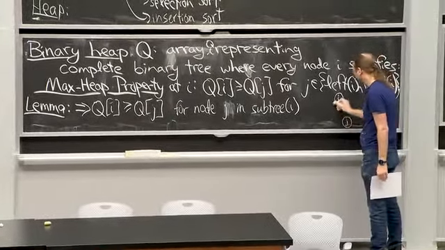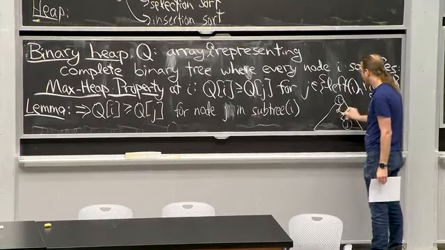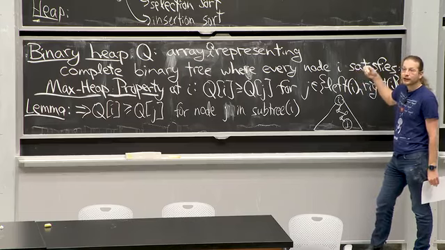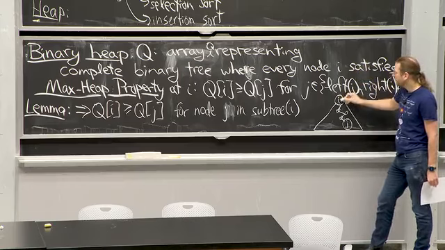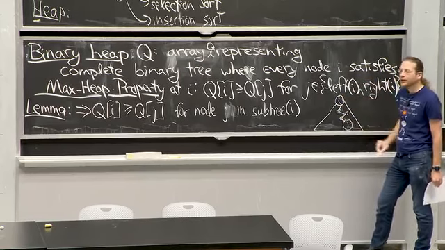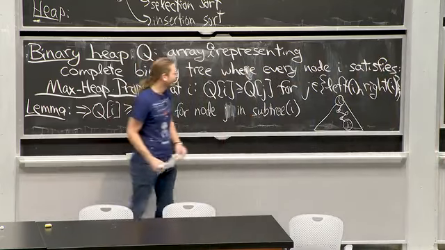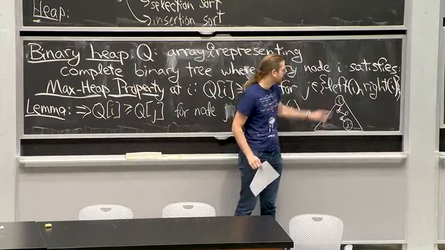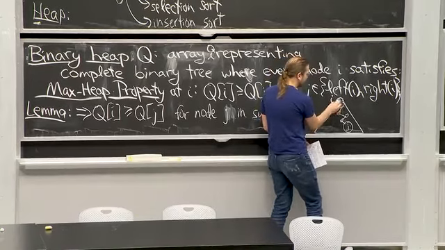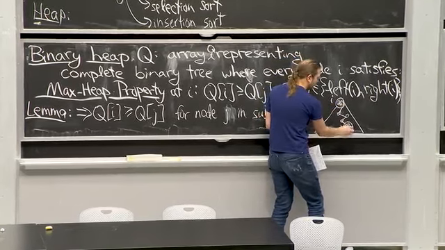If you have two nodes I and J, where J is somewhere in the subtree of I, that means there's some downward path from I to J, and you know that for every edge we traverse on a downward path, our key goes down, non-strictly. So every child is less than or equal to its parent. I is greater than or equal to this, is greater than or equal to this, is greater than or equal to J. By transitivity of less than or equal to, you know that the key in I is greater than or equal to the key in J. This is what we're calling I, the index. This is what we would call Q of I. This is index J, Q of J.